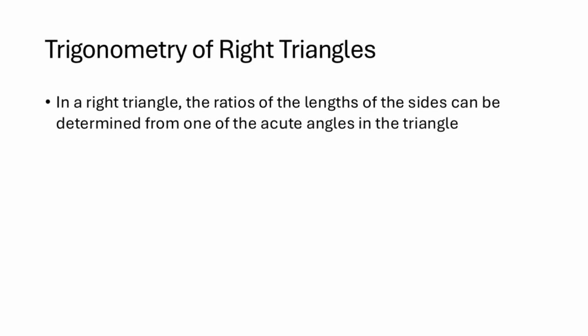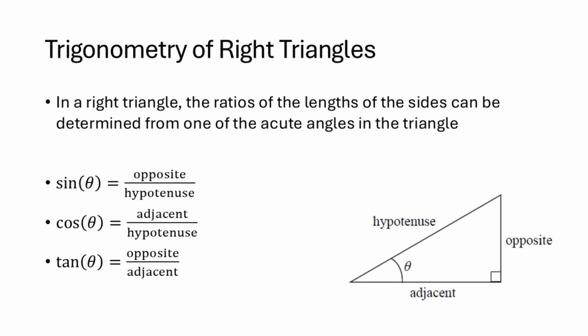In a right triangle, the ratios of the lengths of the sides can be determined from one of the acute angles in that triangle. We typically label the sides hypotenuse, which is the side opposite the right angle. The opposite side is the side that doesn't touch the angle that we're talking about, and the adjacent side is the other side that touches our angle other than the hypotenuse.